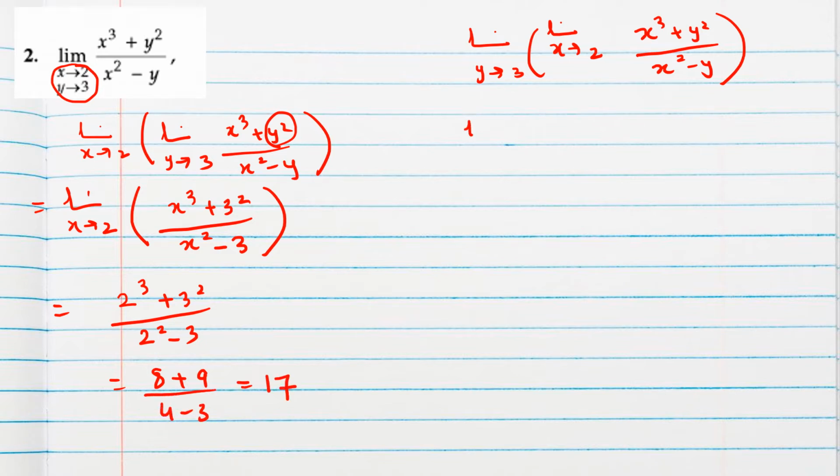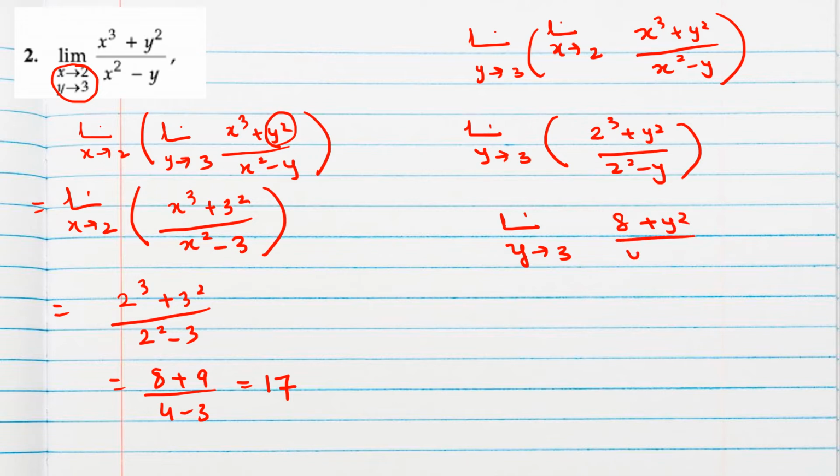Similarly here also: 2 cube plus y square and 2 square minus y. So 8 plus y square, 4 minus y. Now the y value we can substitute. So it will be 8 plus 9 by 1, which means 17.